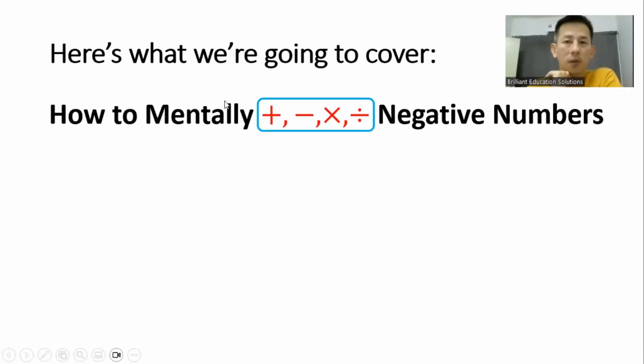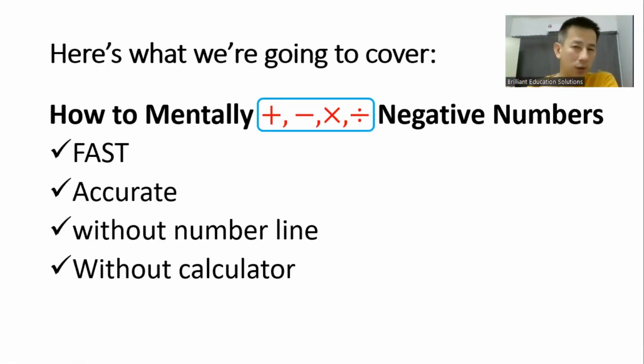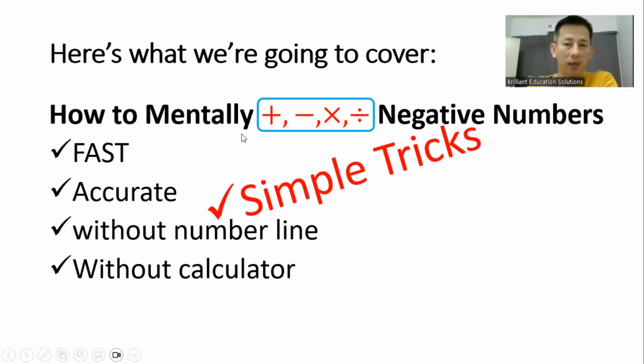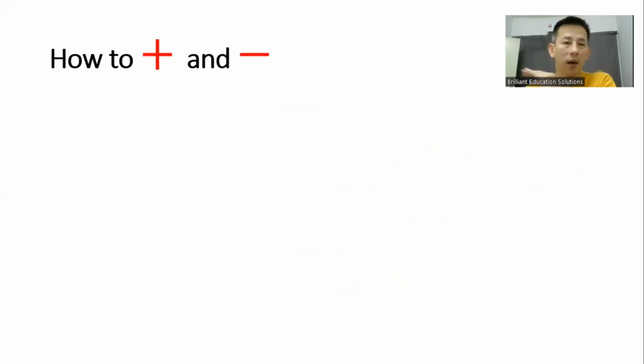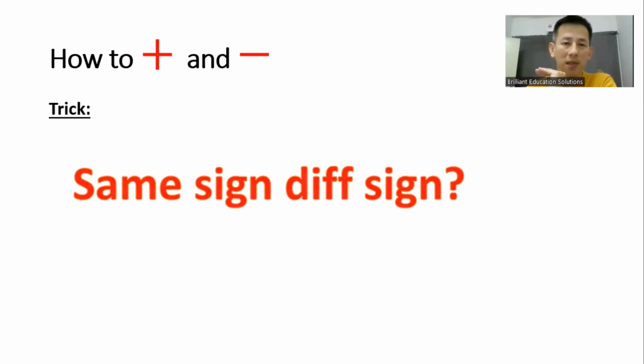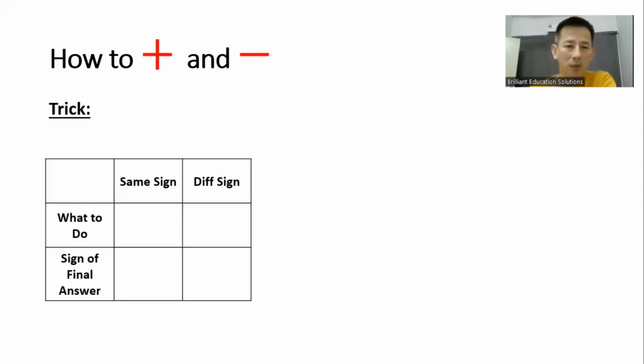Here is what we're going to cover, and as usual, I will show you the trick step by step, with examples. How to plus and minus negative numbers. The trick is very simple. You just need to ask: same sign or different sign? So how does this work? If same sign, then you plus the numbers, and the sign of the final answer is the same.